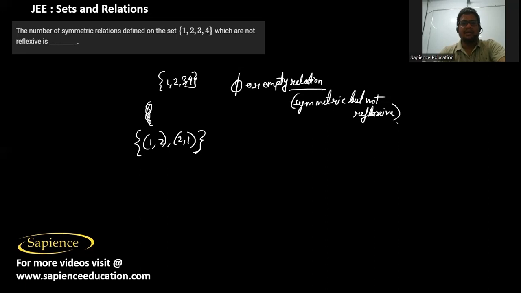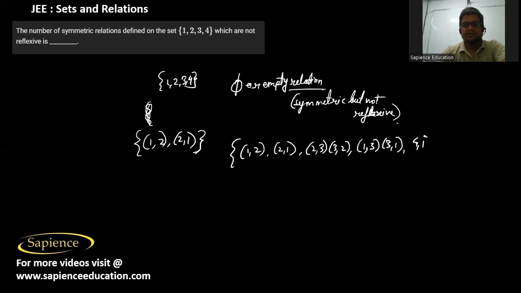So we can actually take the relation which has the maximum number of elements and which is symmetric and not reflexive. Symmetric and not reflexive. So we can take 1 comma 2, 2 comma 1, 2 comma 3, 3 comma 2, and we can take 1 comma 3, 3 comma 1. We can take 4 comma 1 and 1 comma 4.